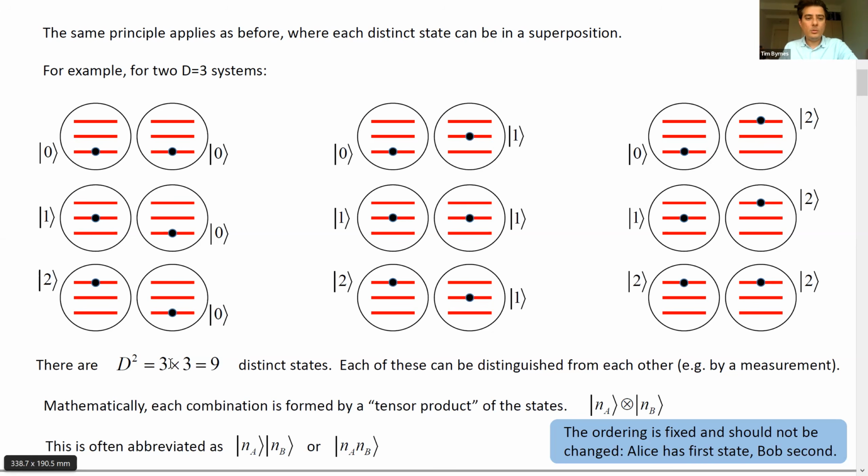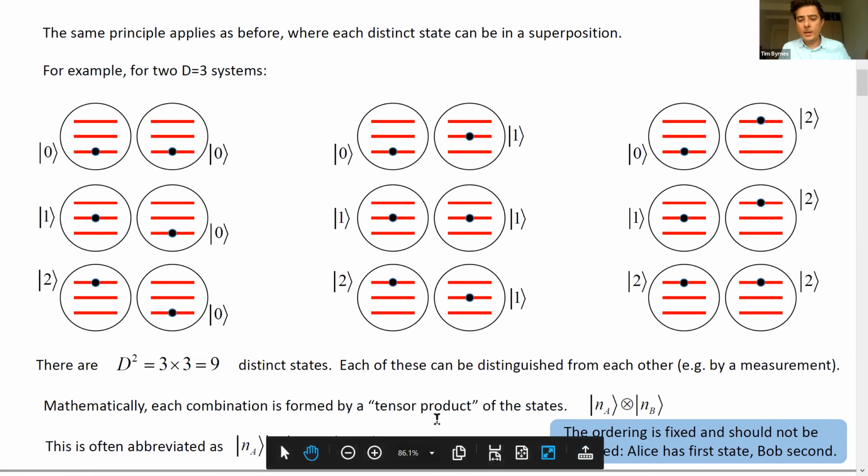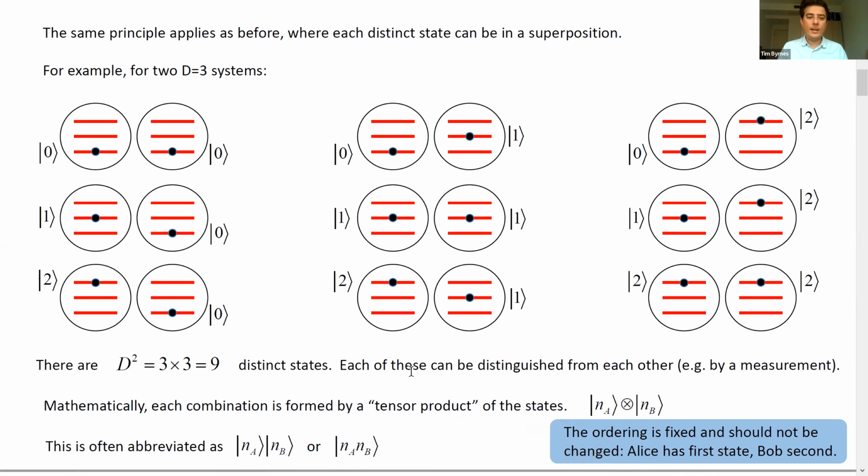all distinguishable, because if you did a measurement, then you'd be able to tell the difference between any of these configurations. And the way that we mathematically write each one of these combinations is this tensor product. I told you that sometimes I use this notation with the circle-times to say it's the tensor product, but sometimes I just abbreviate it, or don't write the tensor product at all, and just consider that as one particular state. But now there are two labels, because there's a label for Alice and Bob.